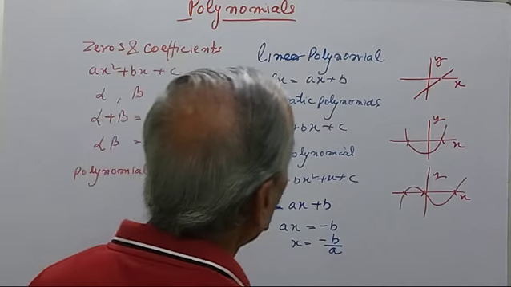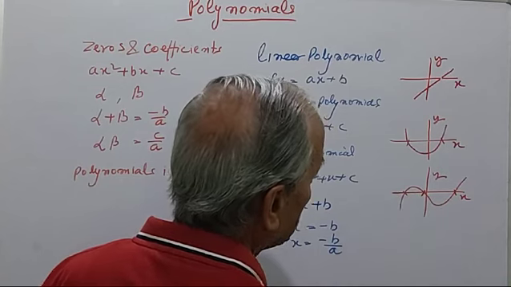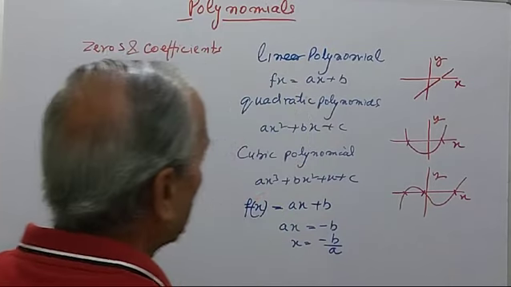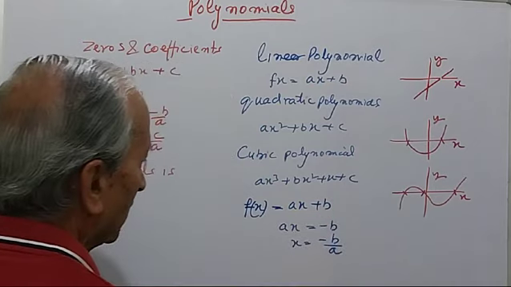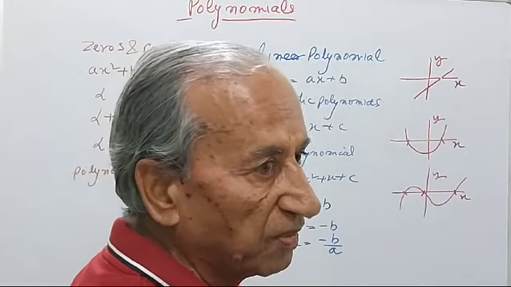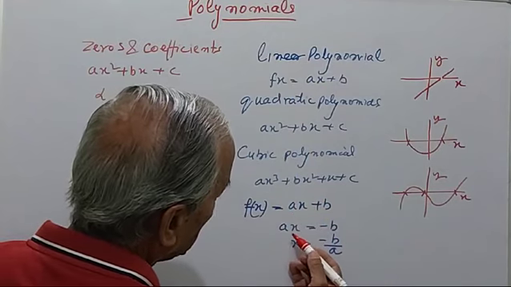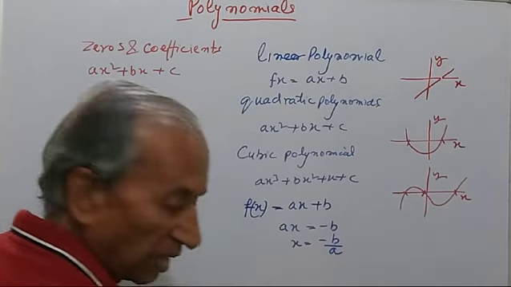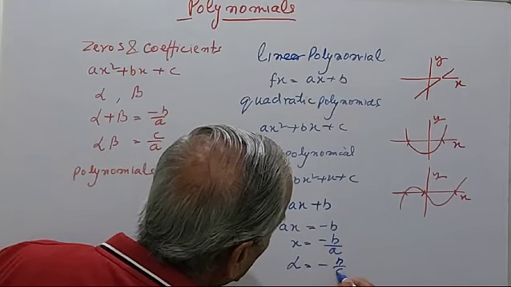And if we take the cubic polynomial, it cuts at 3 points on the x-axis, that means it has 3 coordinates. Now actually, if we take any equation ax plus b, we just have to simplify it to find the zero. That is simply a simplification of the equation. So here, if we take ax plus b, we write ax is equal to minus b, then x is equal to minus b upon a. So we will say that the zero alpha is equal to minus b upon a.